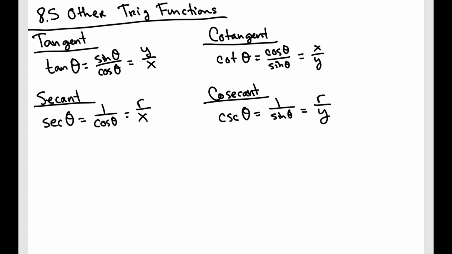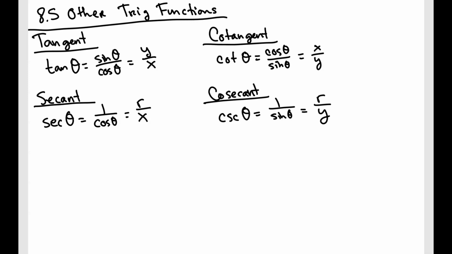Here is the last section of this chapter, 8.5. So this is other trig functions. Sine and cosine are not the only trig functions that exist. There are other functions that are very unique to trigonometry. There's tangent.